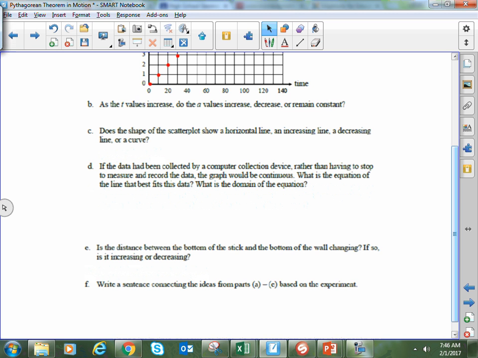So what do we notice? As time increases, what happens to A? As time increases, the value of A is also increasing. What kind of line do we have: a horizontal, increasing, or decreasing line, or a curve? In this case, we have an increasing line.